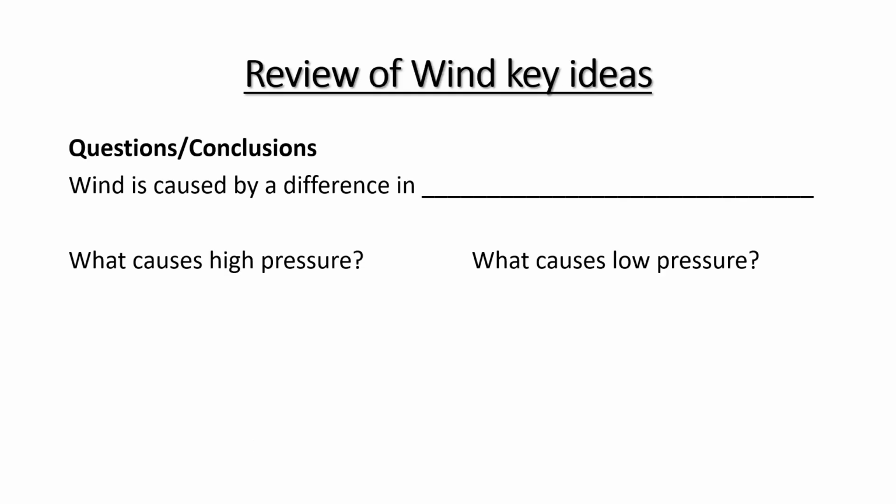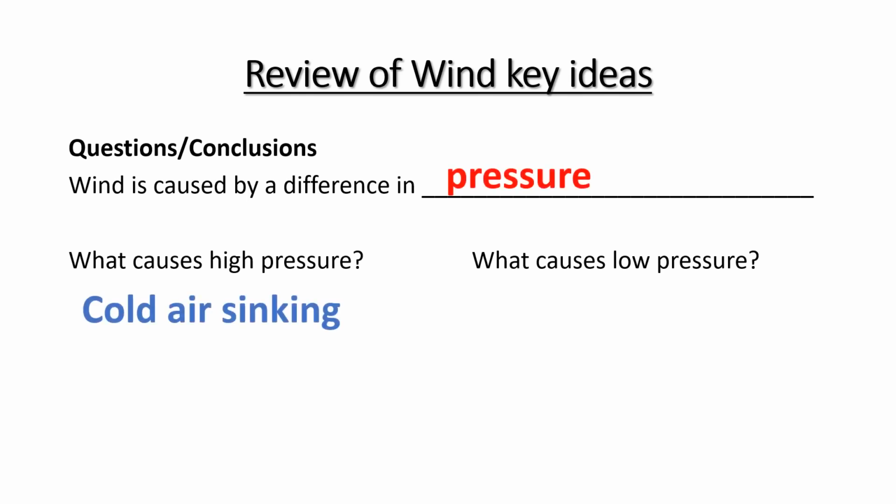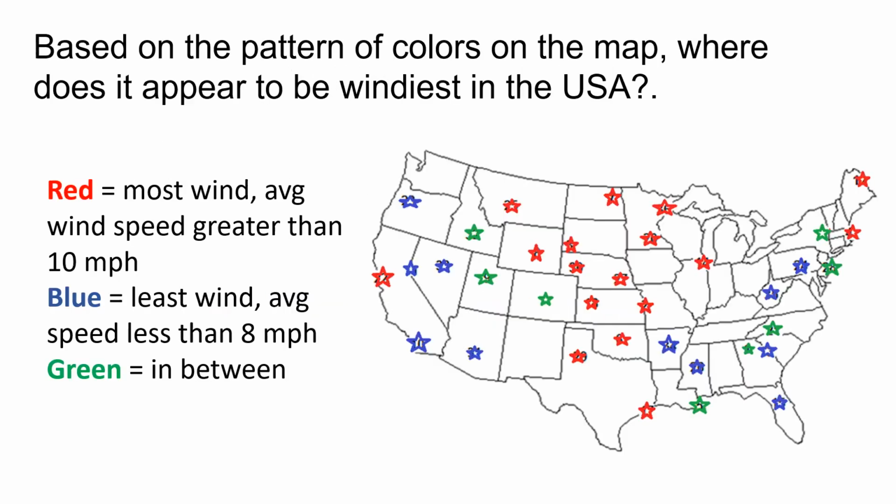So first of all, some reviews. Wind is caused by a difference in pressure. Well, how do we get high and low pressure? Well, high pressure is caused by cold air sinking, and low pressure is caused by hot air rising.